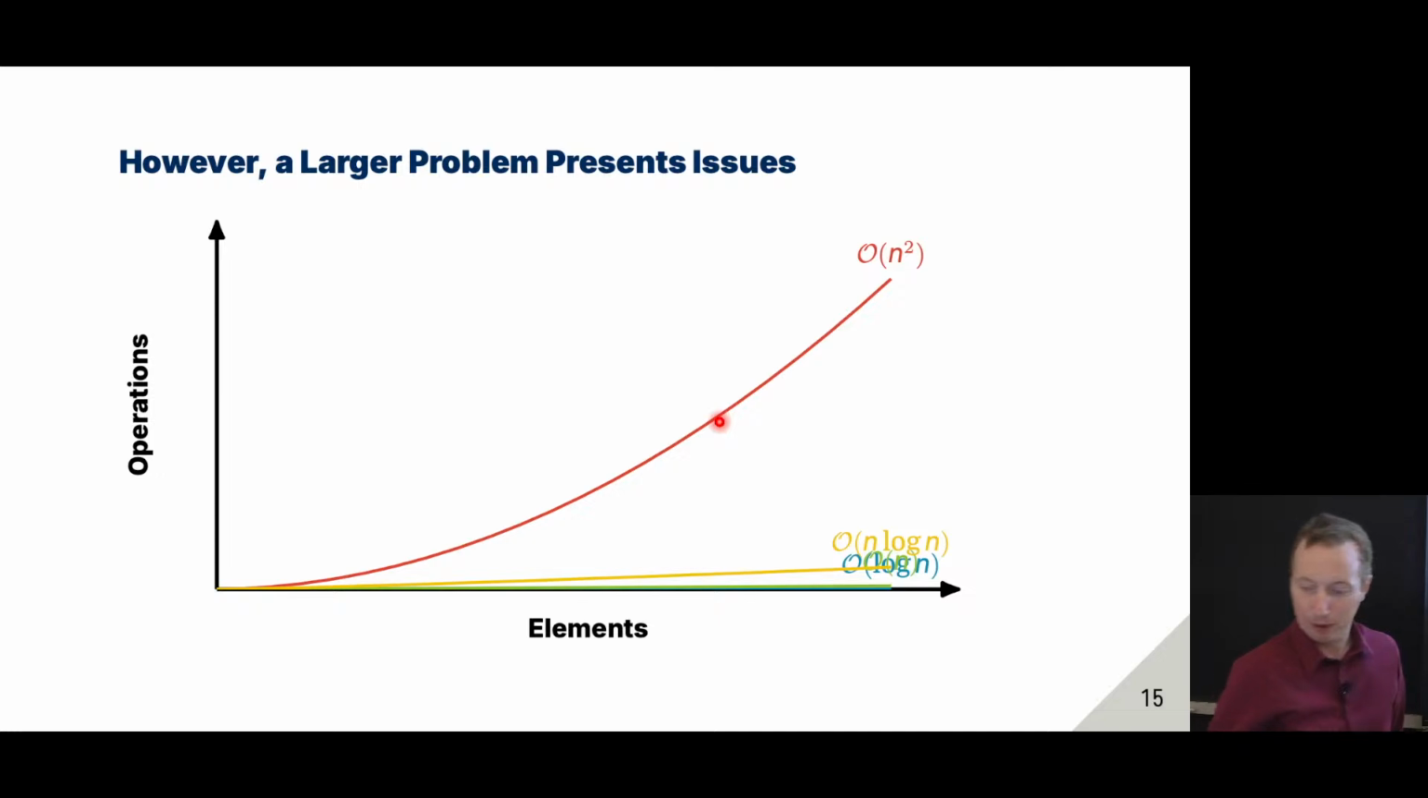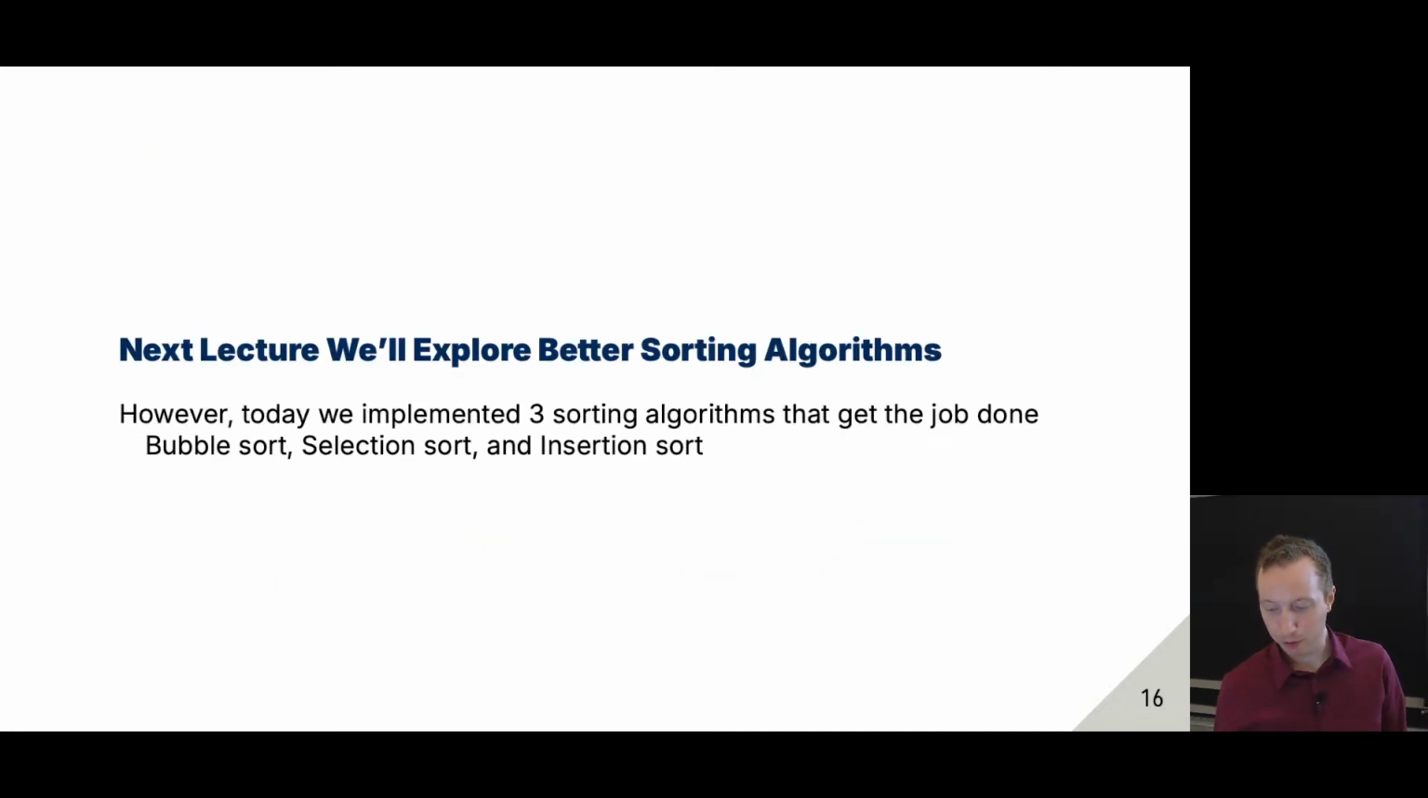So in the next lecture, we'll do better. We're going to explore some better sorting algorithms that are not n squared. But today, we implemented three sorting algorithms that at least got the job done. There was bubble sort, which is easy to implement. Obama didn't like it very much. It's not that efficient, but you know, what can you do? Then we saw selection sort and then insertion sort.